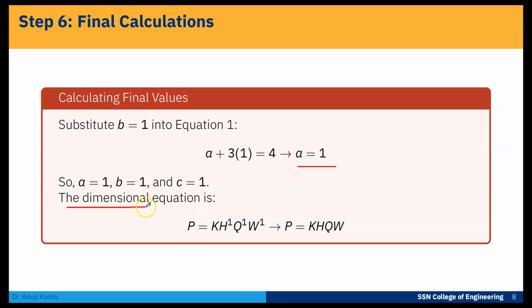So the dimensional equation is P is equal to K H to the power 1, Q to the power 1 and W to the power 1. So P will be K H Q W. So that is the relation between P and the other variables H, Q, W.